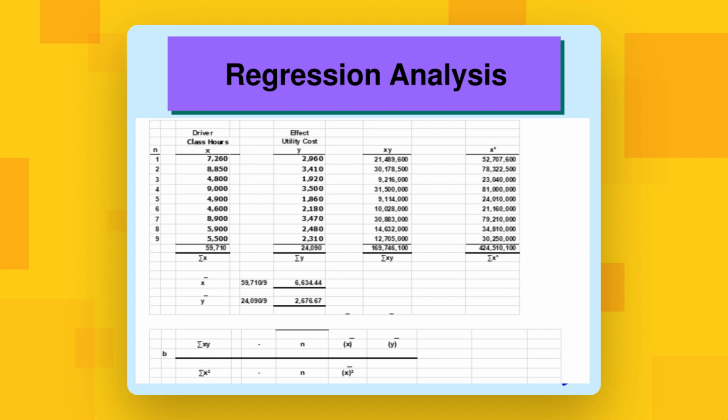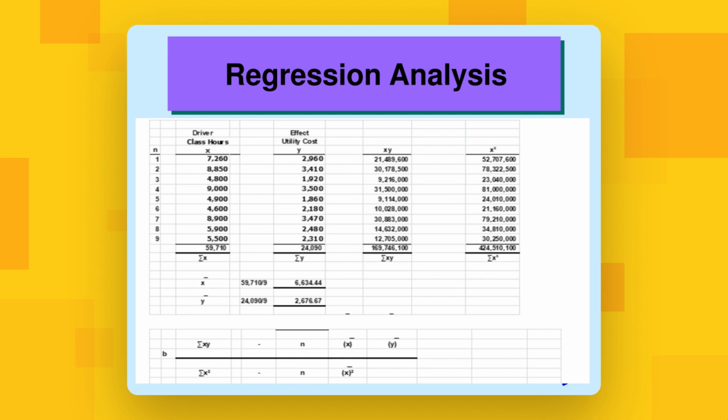Alright. Next one, XY. Alright, so in terms of the XY, so 7.2 to be multiplied by 2960, you have 29,489. So just multiply lang yung X and Y and add all, you have 169,000. Million pala to. 746 times 100. Okay. So summation of EXY.